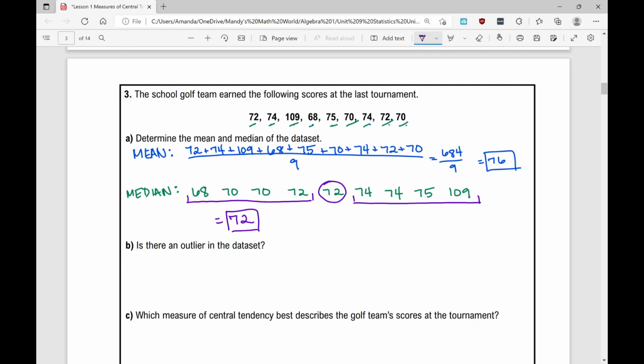Is there an outlier in this data set? Do you see an outlier? Yes, 109 is an outlier. All of the values are in the like 70s range, right? And then all of a sudden you have one very high value. So, yes, 109 is a very high value compared to the rest of the data.